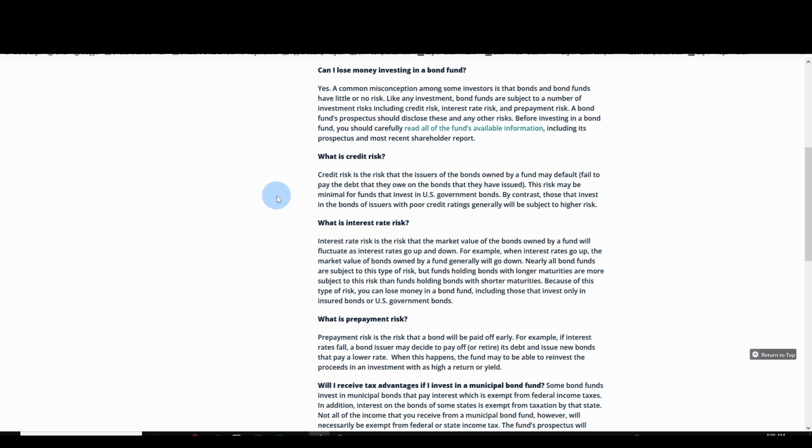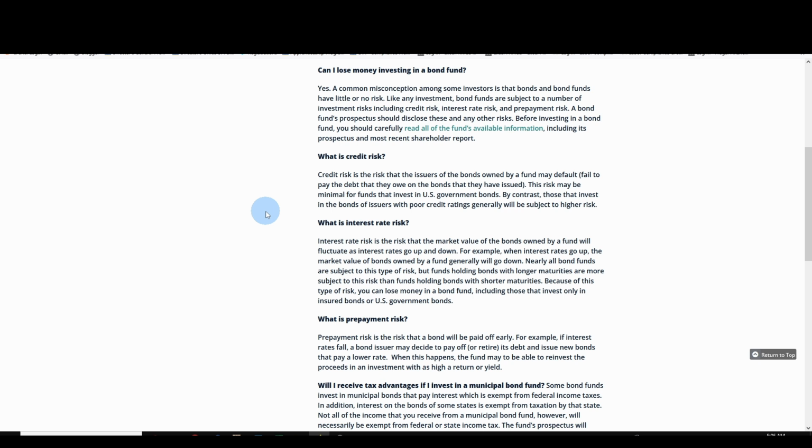What is credit risk? Credit risk is the risk that the issuers of the bonds owned by a fund may default, fail to pay the debt they owe on the bonds that they have issued. This risk may be minimal for funds that invest in U.S. government bonds. By contrast, those that invest in the bonds of issuers with poor credit ratings generally will be subject to higher risks.